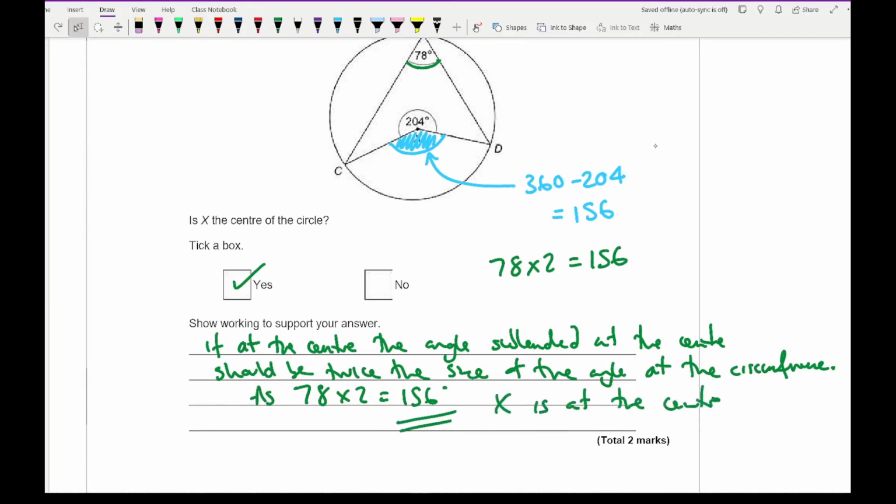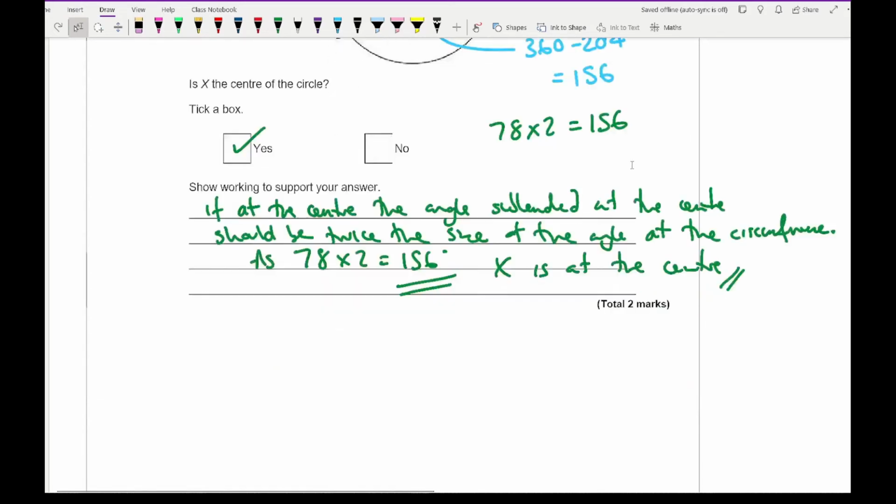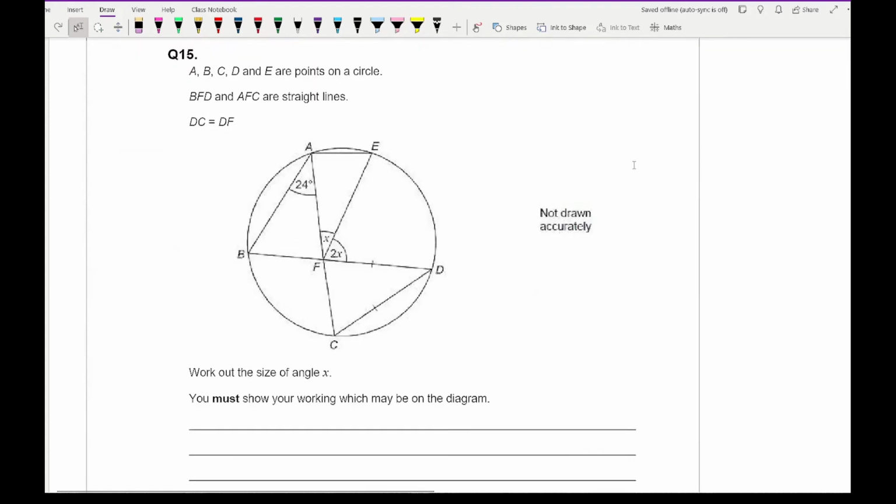Now you probably didn't need to write that much working out, but again I'm just trying to make my point a bit obvious. Moving on to question 15, it says that A, B, C, D and E are points on a circle. B, F, D and AFC are straight lines. DC equals DF. Work out the size of angle X. You must show your working, which may be on the diagram, which is a really good thing to note.